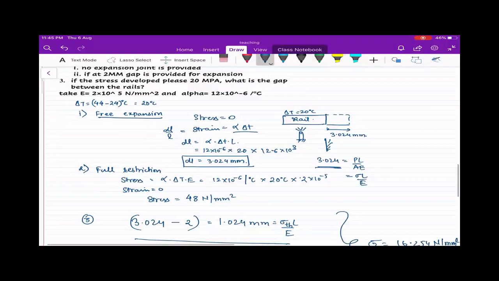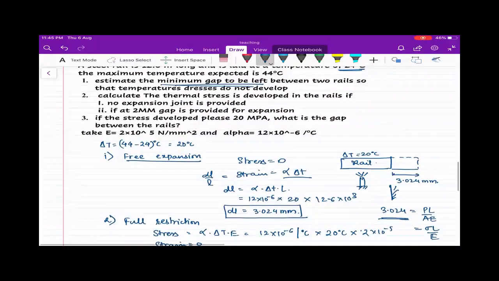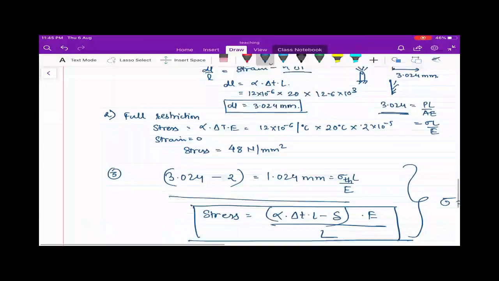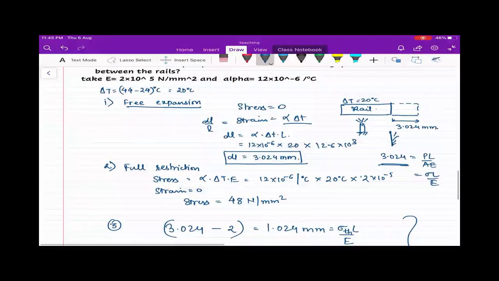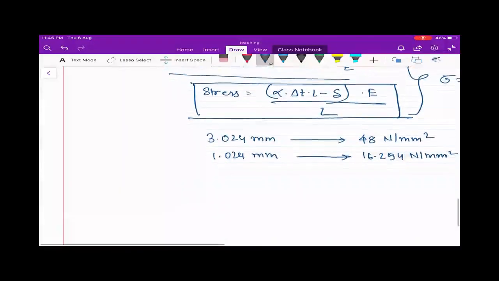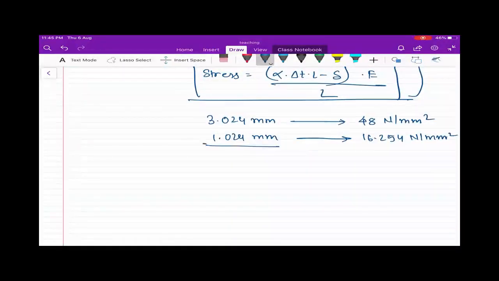Now let's try to approach the third part of the problem. There is a slight printing mistake, so let me see the question. If the stress developed is 20 MPa, what is the gap between the rails? Now the question has been reversed. A stress is given, and based on the stress you just have to calculate the delta value or gap between the rails. So see, if 1.024 mm of restriction is there, how much amount of stress is getting generated? 16.254.